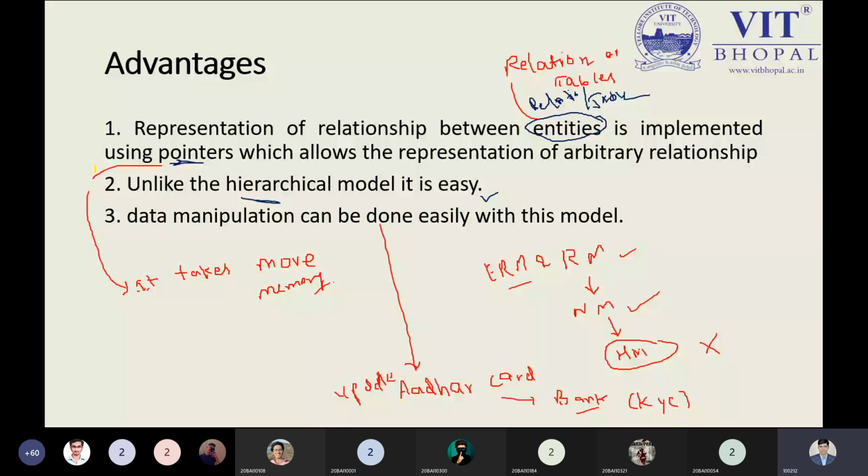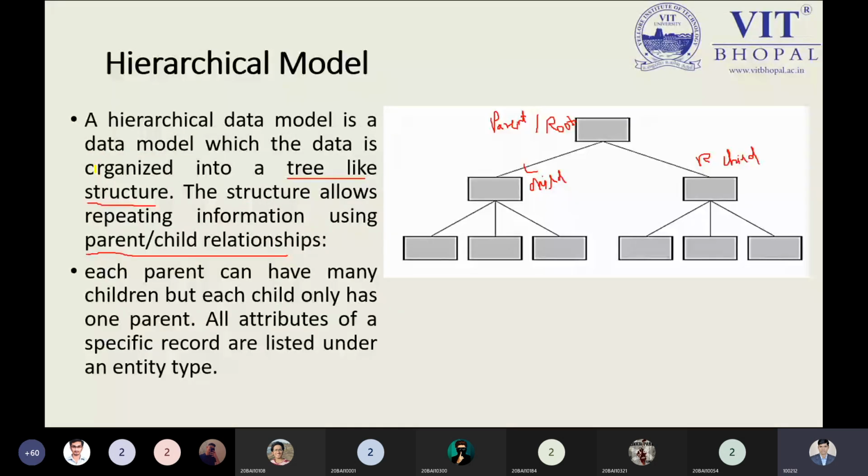Next we have the hierarchical model. The hierarchical model is not a tough model. It is inspired by the tree data structure. I'm saying once again, the linked list data structure is implemented in our network model, and the hierarchical model is implemented by the tree data structure. As a parent-child relationship, there is one root, or parent, and the others are the child or children.